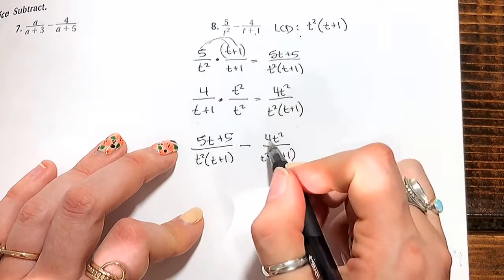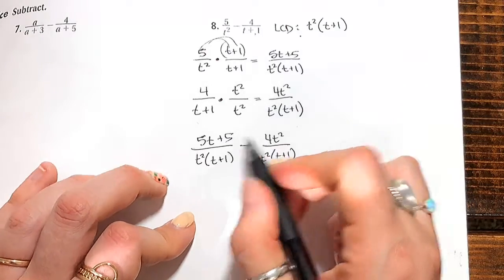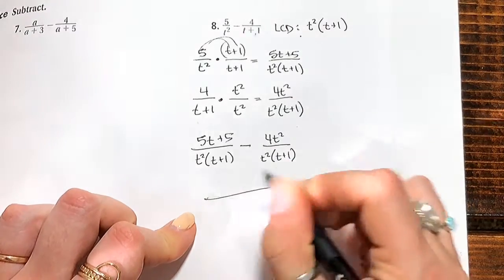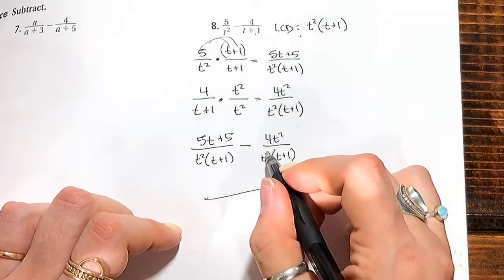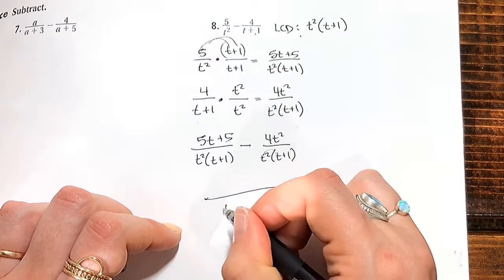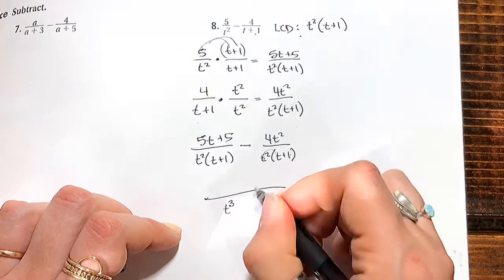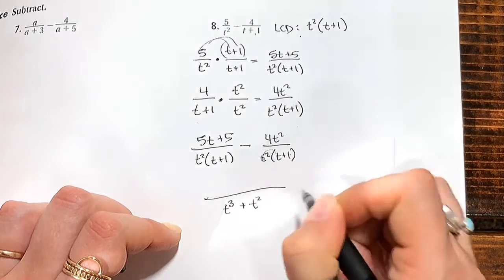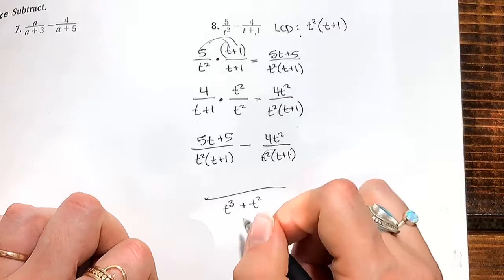So we only have one term here, so we don't need to worry too much about the signs, but we're going to subtract those so that the LCD is still on the bottom. And again, if you wanted, you could start distributing that through, and you would get t squared times t is t cubed, and t squared times 1 is t squared. So if you want it in expanded form on the bottom, you can do that.